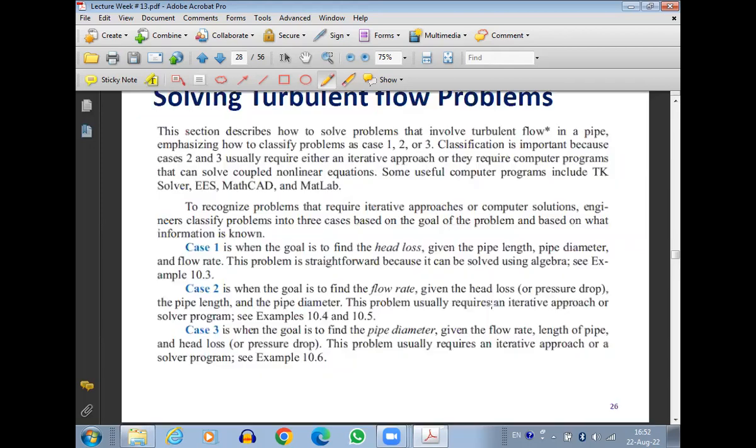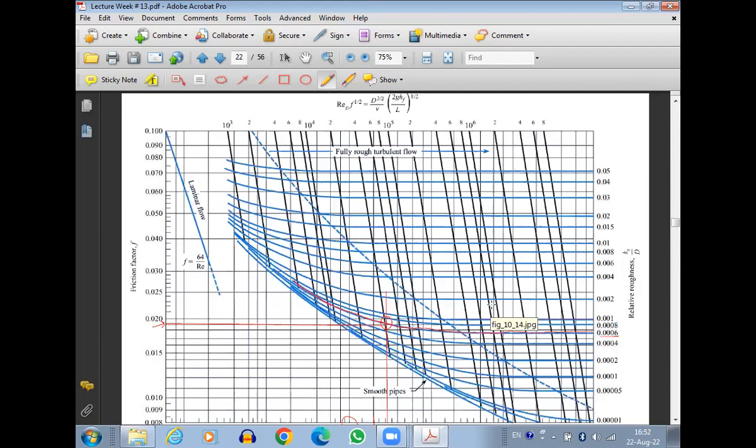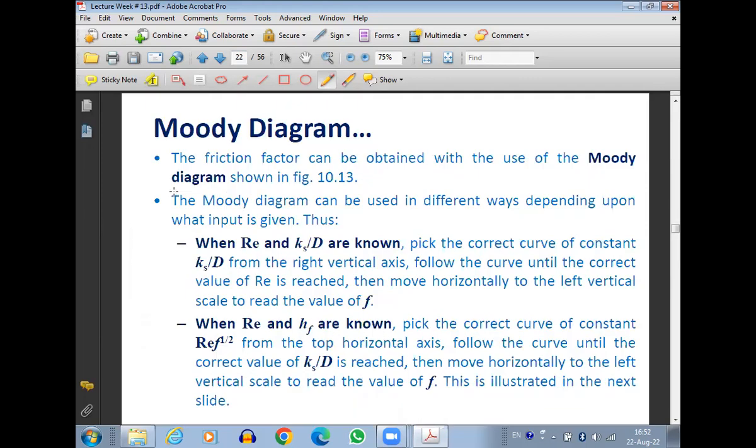In the Moody chart, you also have the region for laminar flow. You can also use the Moody chart for laminar flow as well. This is the region for laminar flow. But in case you don't want to use the chart, it was possible. But for the case of turbulent flows, you have to use the Moody chart.